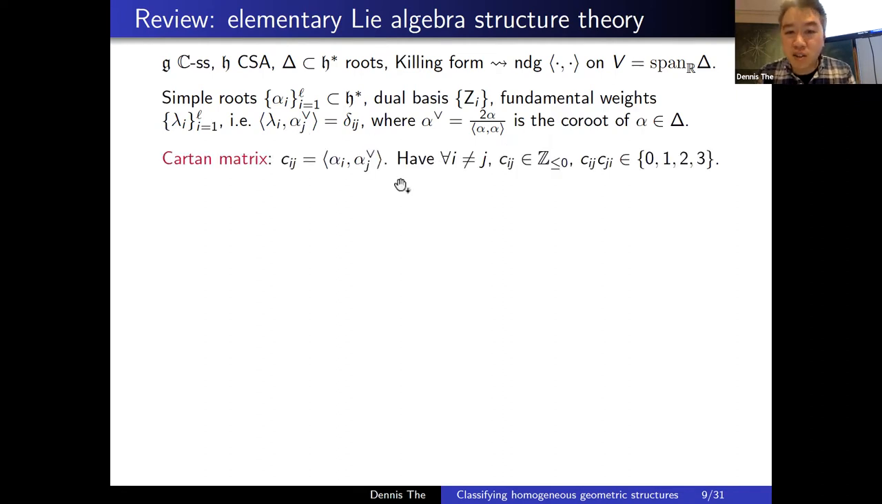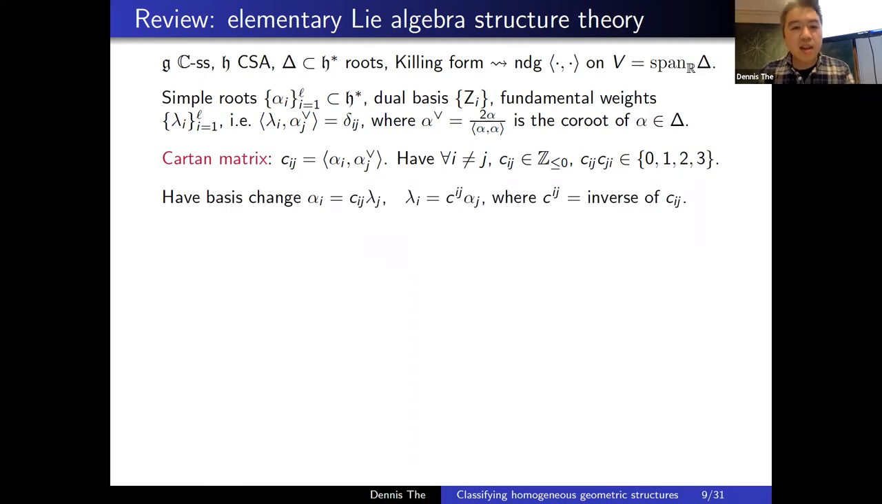This leads to the Cartan matrix. So that compresses the data of this G into this matrix. For G2, this is just going to be a 2x2 matrix. It satisfies some conditions. The Cartan matrix in particular gives me a way to make a basis change between the simple roots and the fundamental weights, either using the Cartan matrix or its inverse.